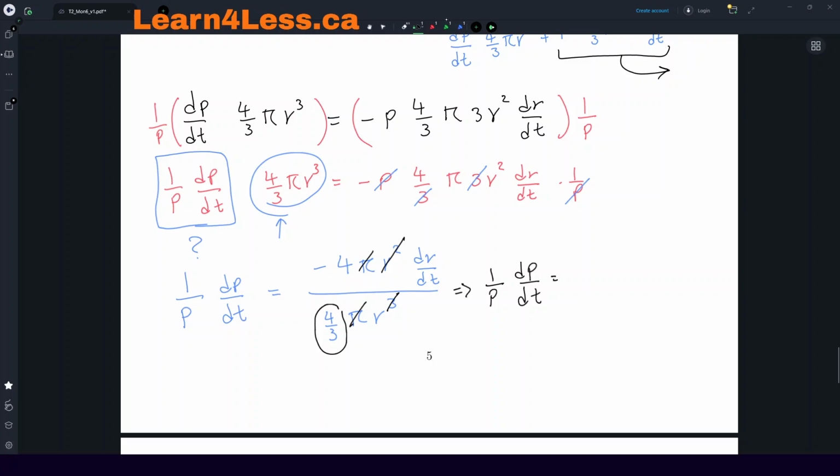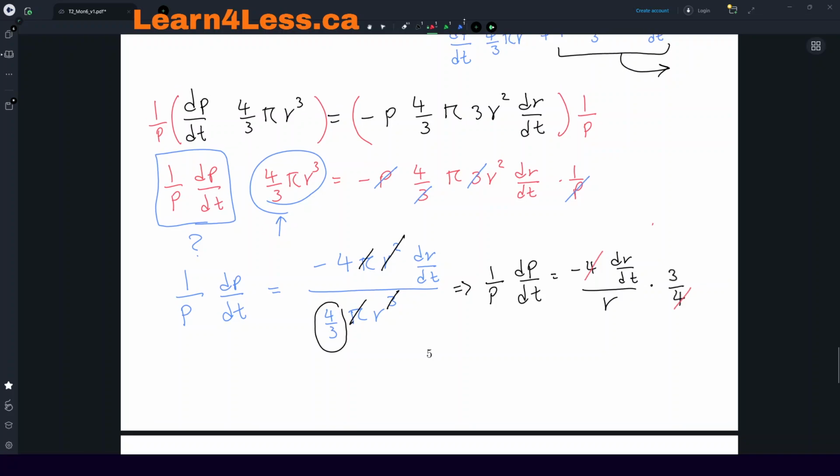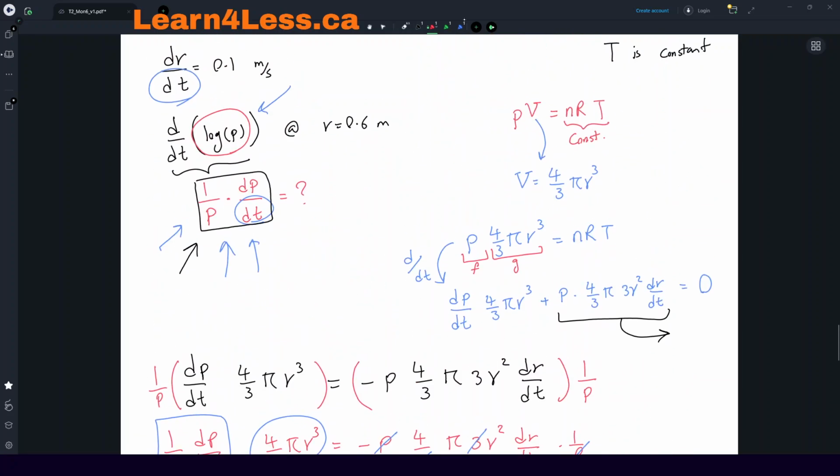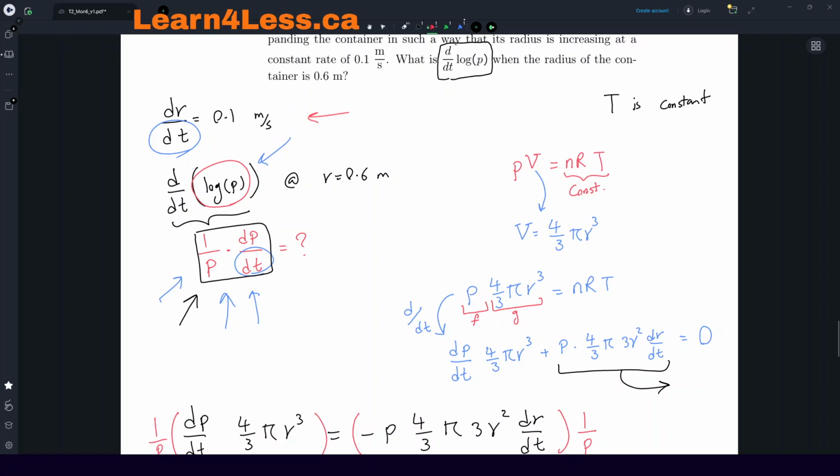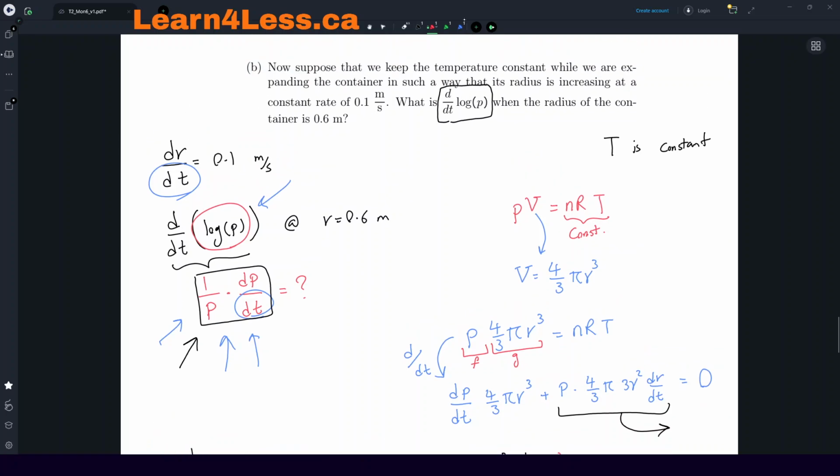So we get that the left hand side is 1 over p dp over dt. The right hand side would be negative 4 dr over dt. There's one r down here, so it's over r. And instead of dividing by 4 over 3, I multiply by 3 over 4. And this way, cancel this 4 with this. Okay, perfect. I already know what dr over dt is. dr over dt is 0.1, if I remember correctly, yes, 0.1 meter per second. And it is positive because they said the radius is increasing. If they said the radius is decreasing, it would be negative 0.1.